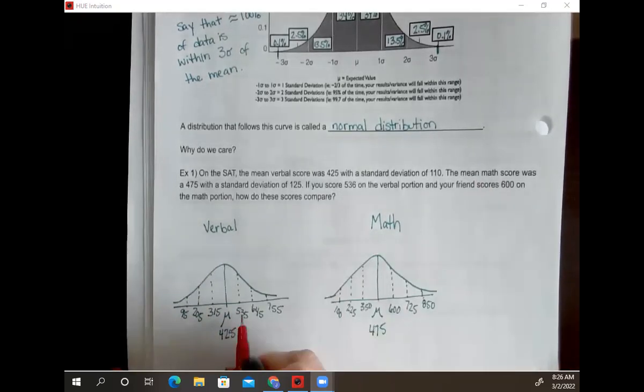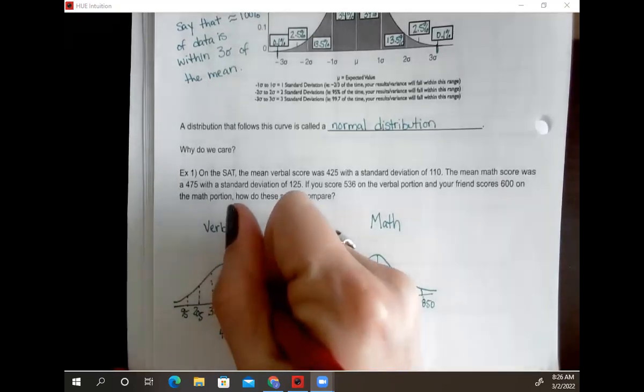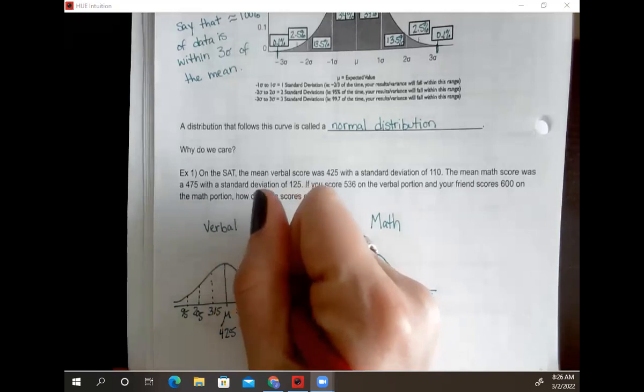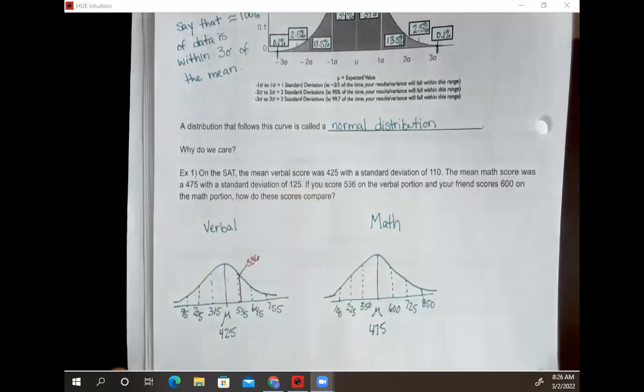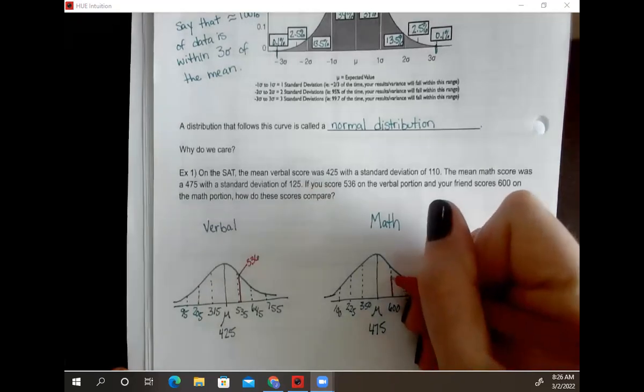My verbal score was 536. Here's 535, right at that standard deviation line, so my 536 score would be right above there. And then my friend scored a 600 on math. Well, that's right on the standard deviation line.